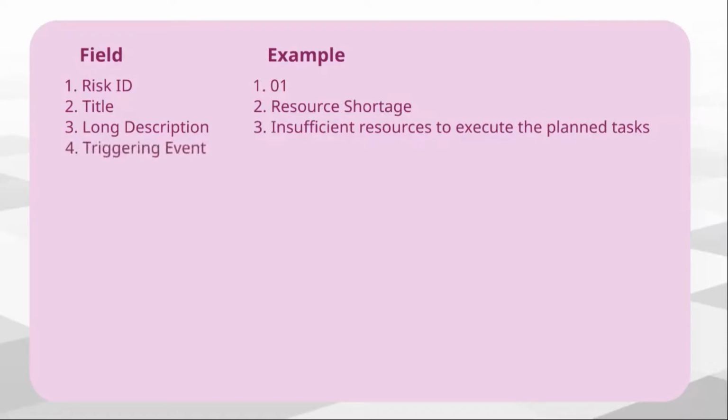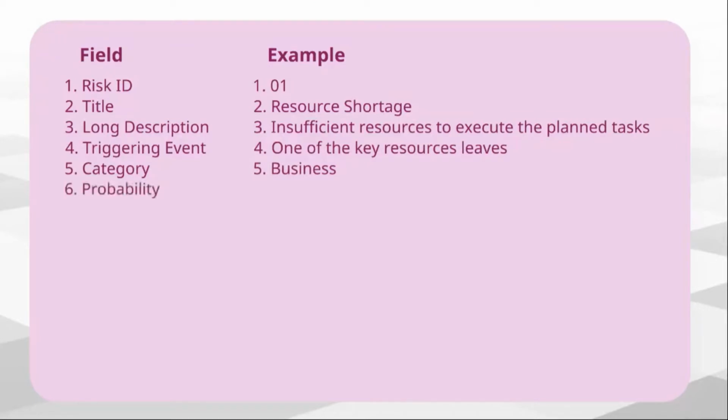Next, you have a triggering event. It is an event or a condition that causes a risk to materialize. It is important to identify a triggering event in order to better manage the risk. Next field is a category. It can be technical, environmental, business, social, regulatory, legal, or any other category depending on what the project scope is.